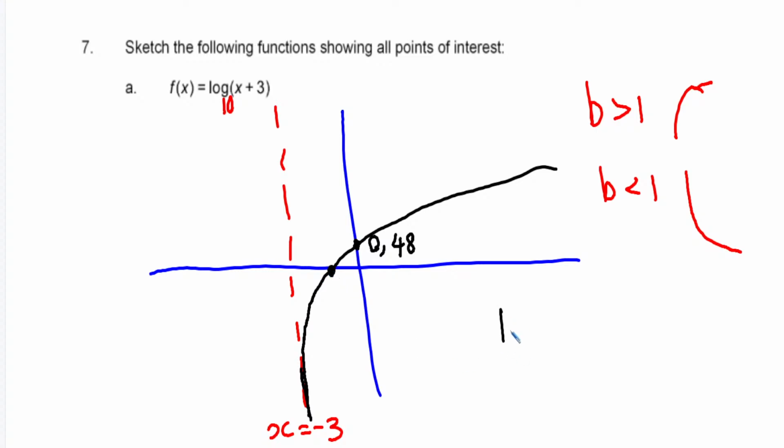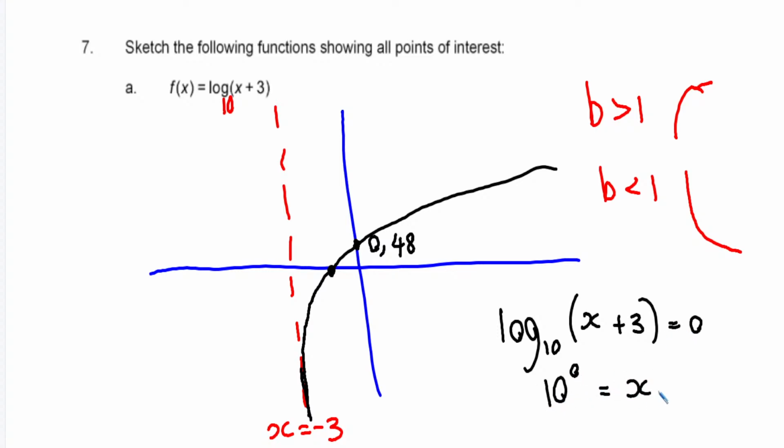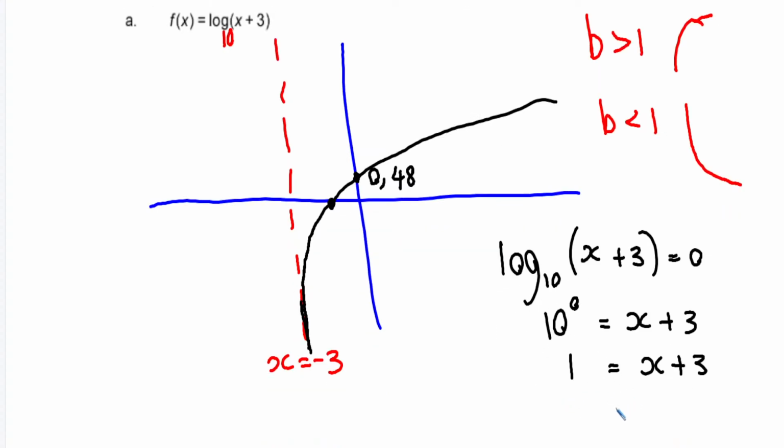And this point over here is an x-intercept. And the way I find an x-intercept, I make y 0. So I've got log base 10 of x plus 3 equals 0. I'm going to put this into exponent form. 10 to the 0 is x plus 3. 10 to the 0 is 1. So x plus 3 equals 1. Subtract 3 from both sides. X is -2. Okay, and I've shown all points of interest.